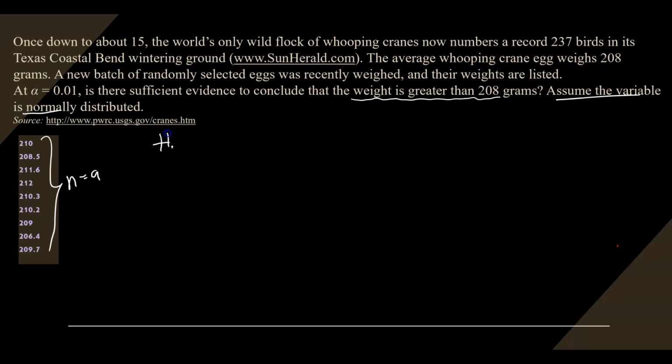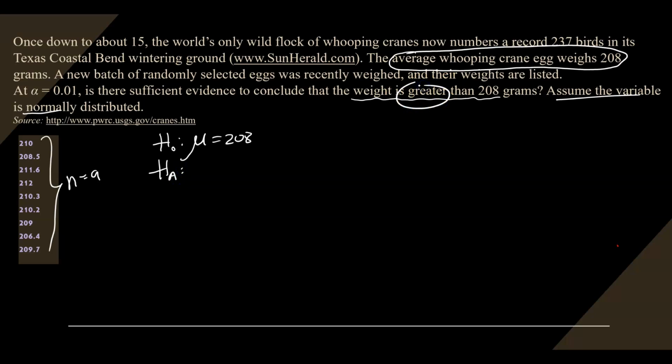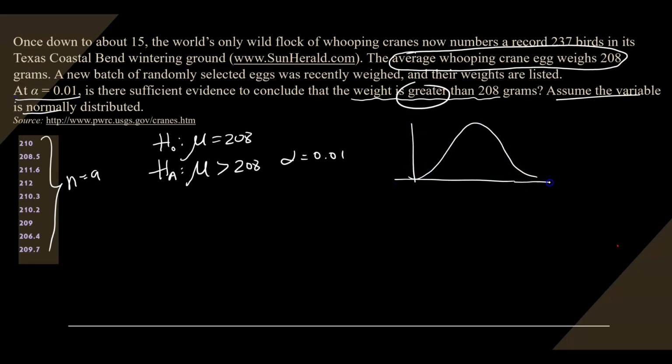So the parameter that is going to drive this test first and foremost is going to be the mean weight. The average weight is going to be our parameter. The average is mu, and in the status quo, mu is 208 grams. In the alternative world, we hope that it is greater than 208, and alpha is 1%. So this is a one-tail test, and in this one-tail test, we are looking at the upper reaches, and alpha is only 1%.